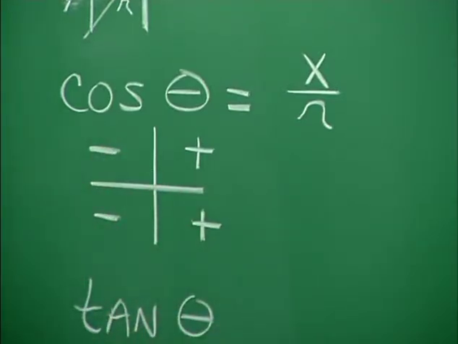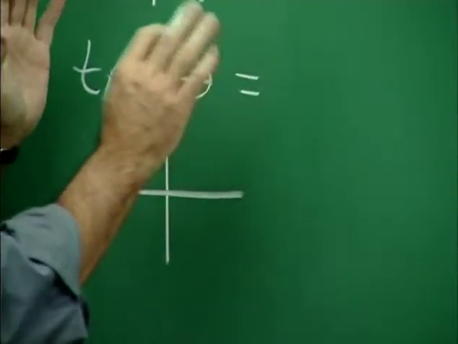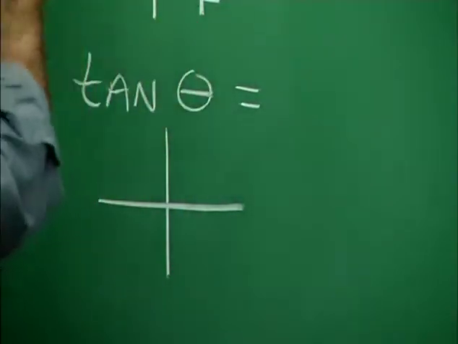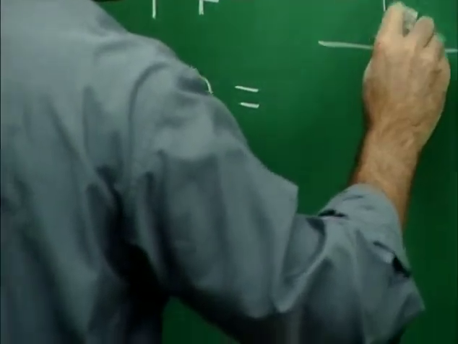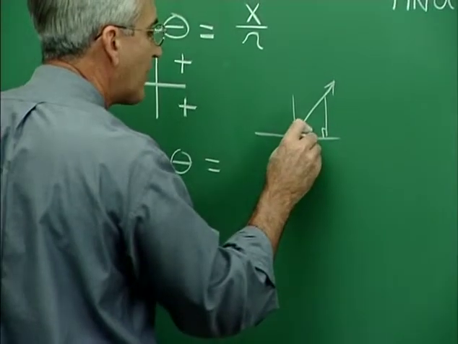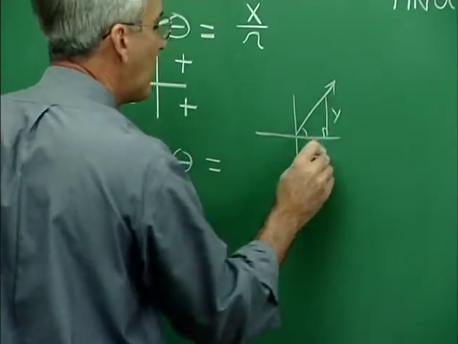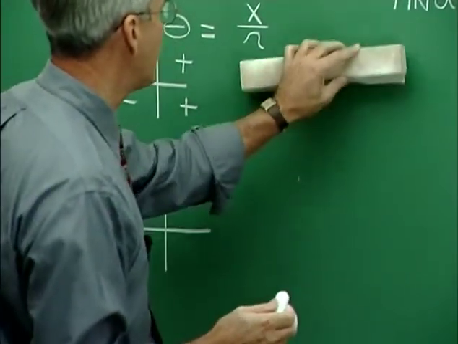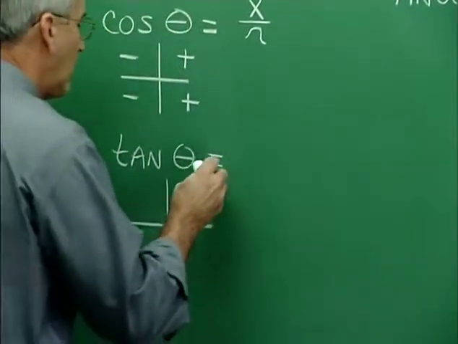For tangent theta, if you get confused at all, just refer back to our original drawing. Imagine we have a little right triangle here, and from the perspective of that angle, we have opposite over adjacent. That's y over x. It takes away from the idea that you have to memorize a great deal of stuff if you can refer to something to help along the way.